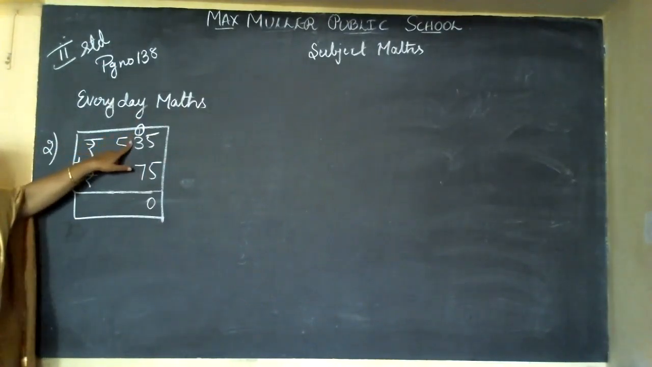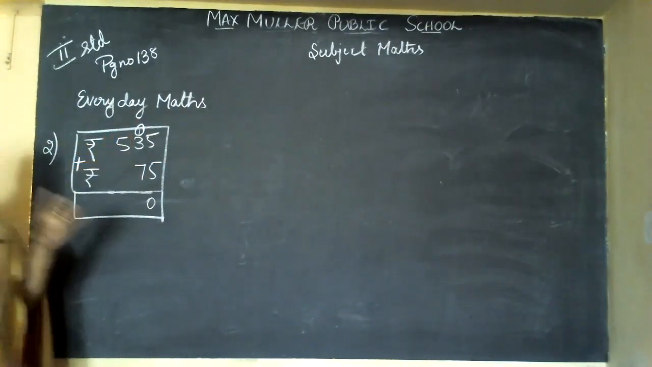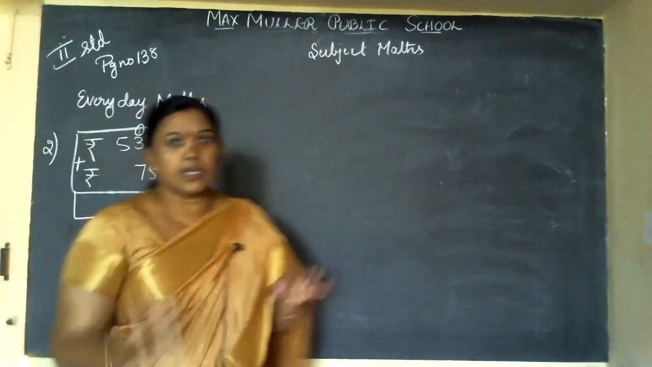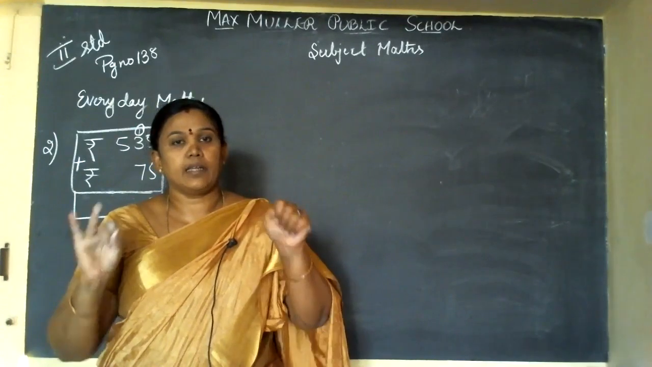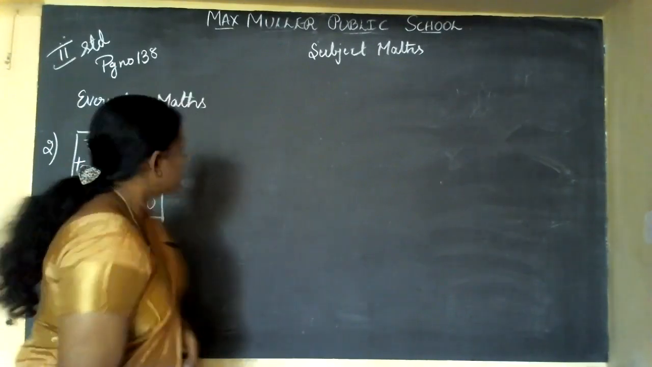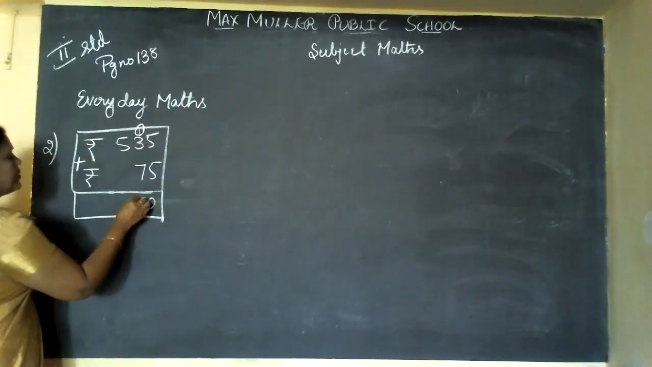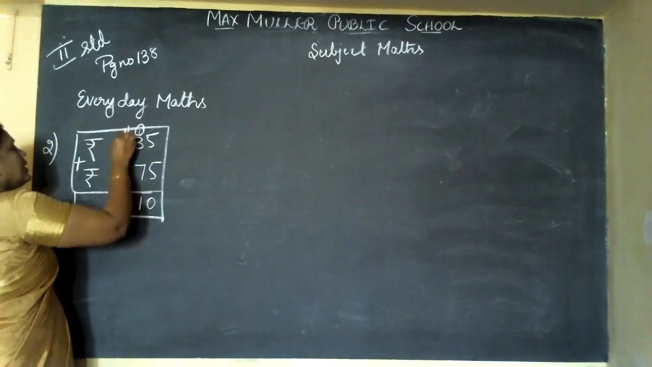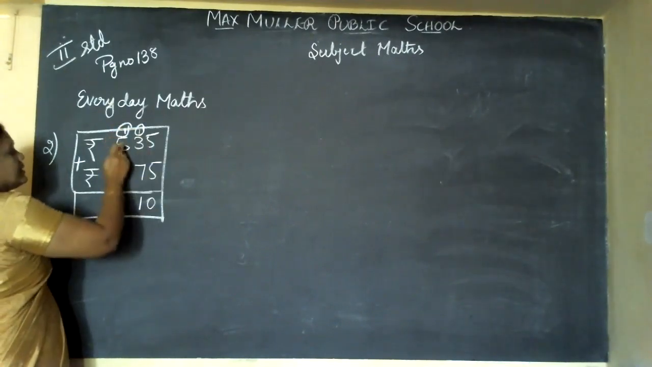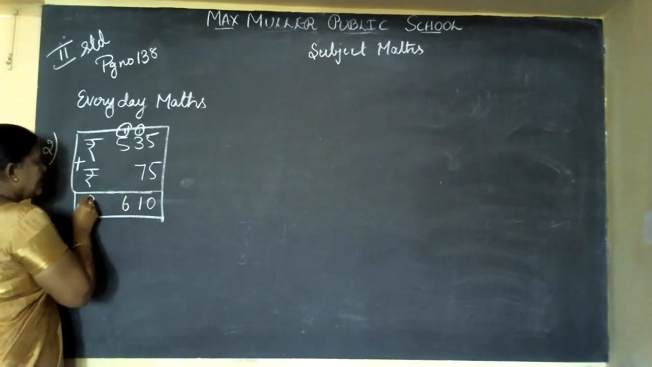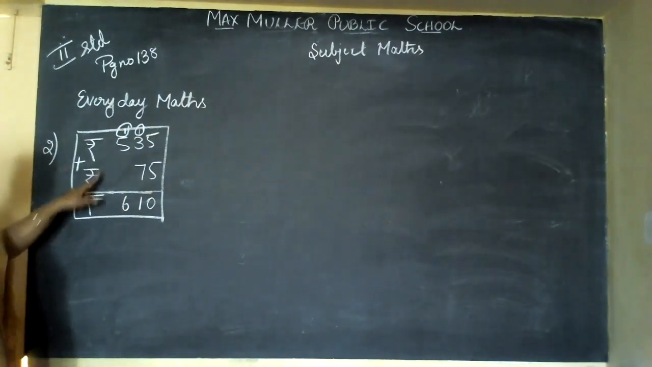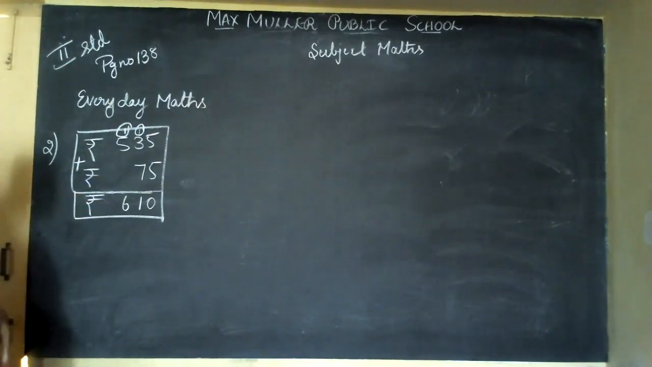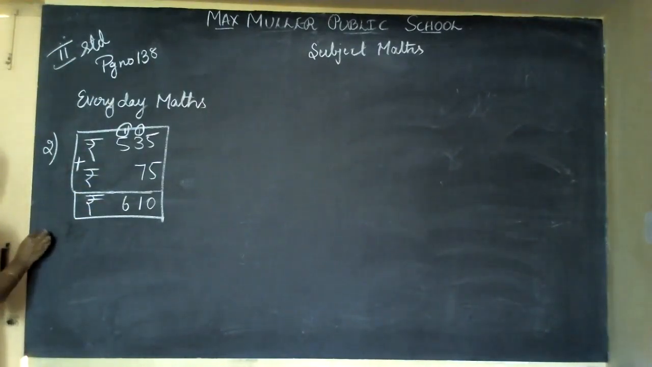1 plus 3, 4. 4 plus 7: 4 in the mind, 7 on the finger. After 4: 5, 6, 7, 8, 9, 10, 11. 11 is also a two digit number, so 1 you write here, 1 you carry to the hundreds column. Now 1 plus 5, 6. So the total is 610.